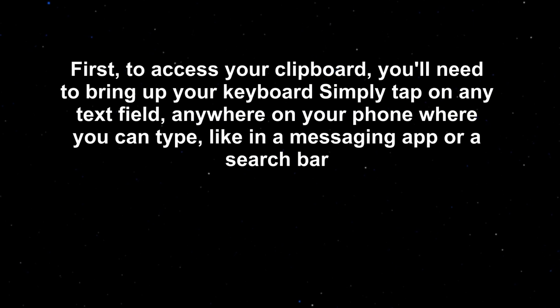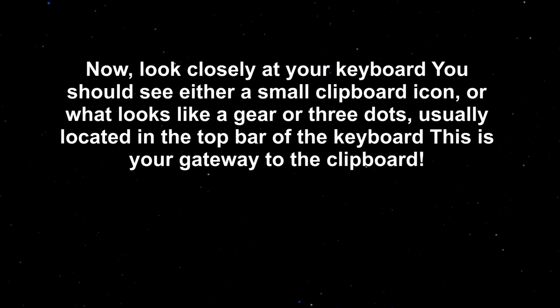First, to access your clipboard, you'll need to bring up your keyboard. Simply tap on any text field anywhere on your phone where you can type, like in a messaging app or a search bar. Now, look closely at your keyboard. You should see either a small clipboard icon or what looks like a gear or 3 dots, usually located in the top bar of the keyboard. This is your gateway to the clipboard.